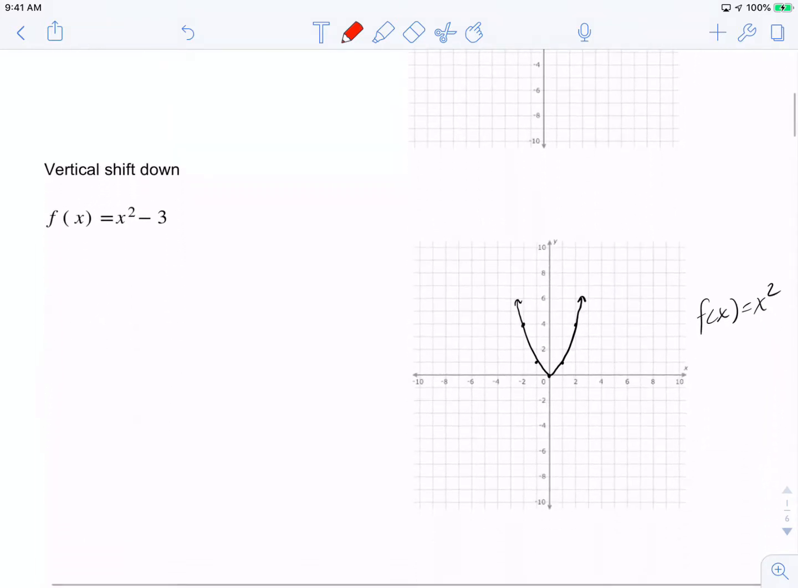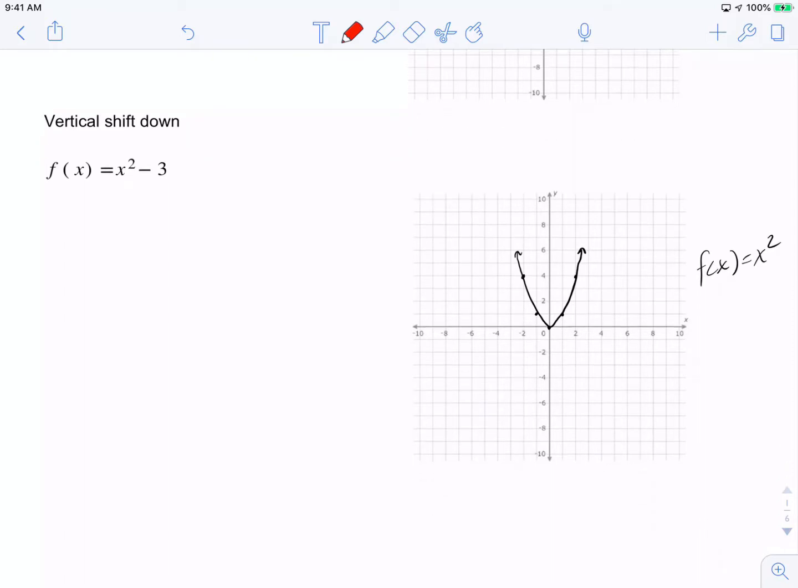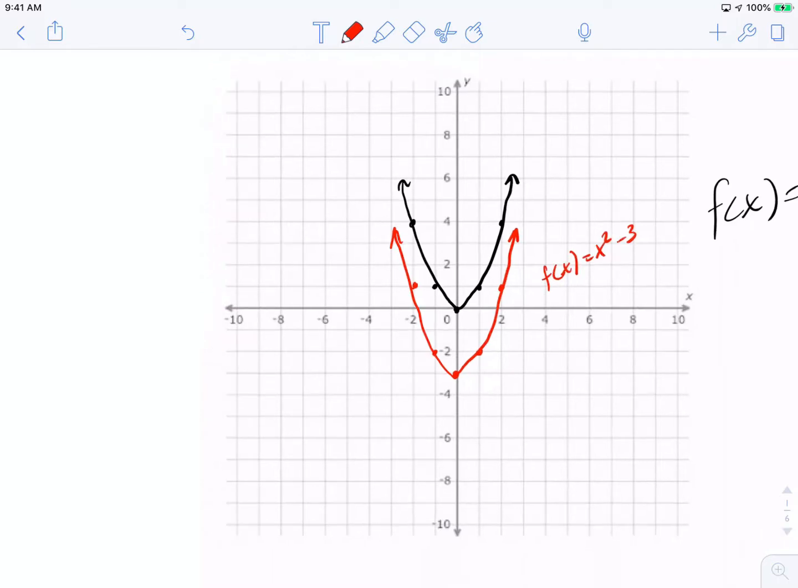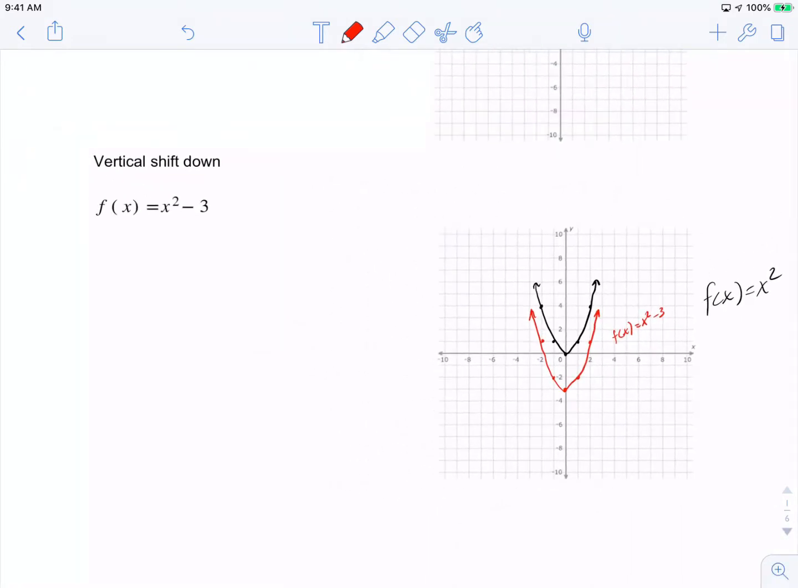The next example is a vertical shift down. So again, we're going to use our same parent function, but we're going to take every point that we have and drop it down by 3. So I'll take that down by 3, down by 3, and actually if you just work on one side, you end up seeing, being an even function, it's going to mirror on the other side of the y-axis. And so this is going to be the function x squared minus 3, where each point is dropped down by 3.